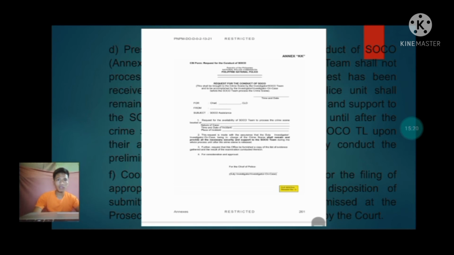So ang larawan na ating nakita ay ang request for the conduct of SOCO. So ang responsibilidad naman ng investigator on case ay gumawa ng maiging pagsisiyasat ng crime scene, at siya rin ang may control at responsibilidad sa crime scene at pwedeng mag-conduct ng inquiry sa labas ng crime scene, to request SOCO assistance from the PNP, and to present the written request for the conduct of SOCO to the SOCO team leader.